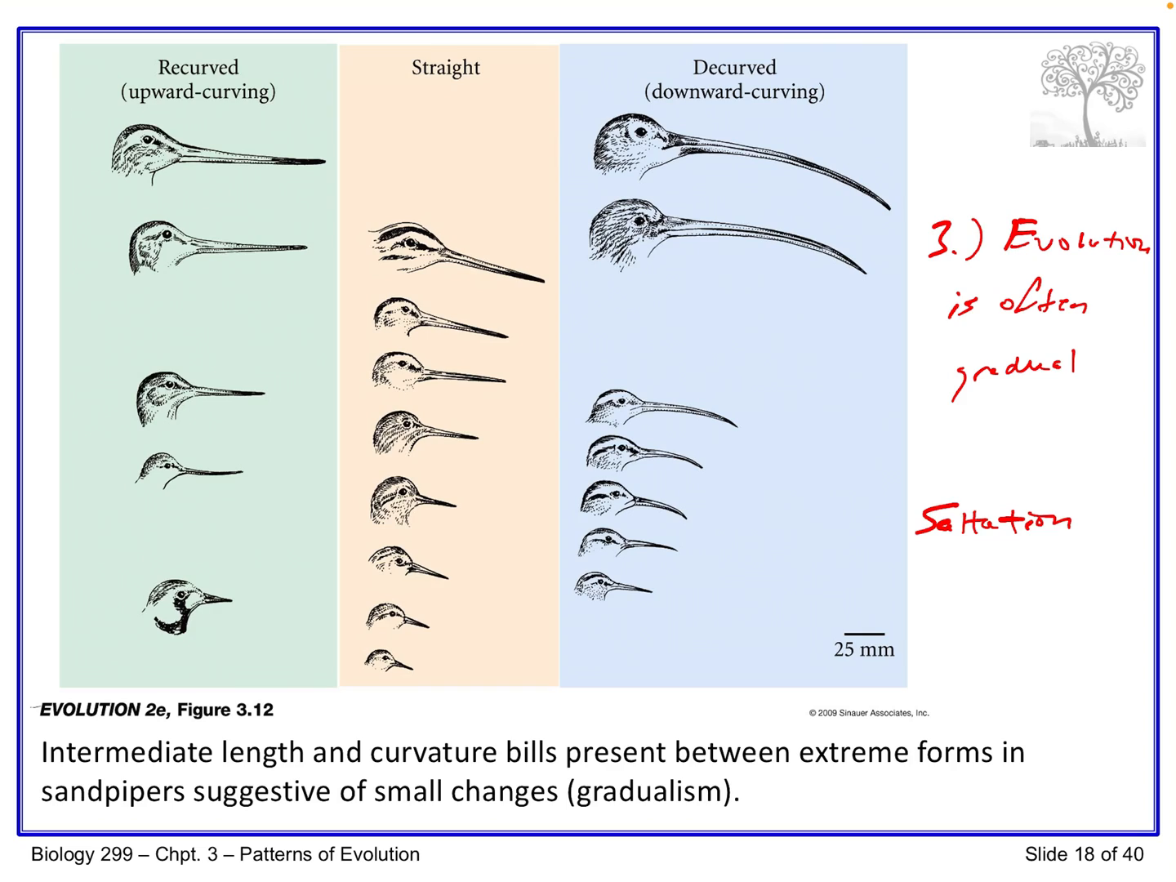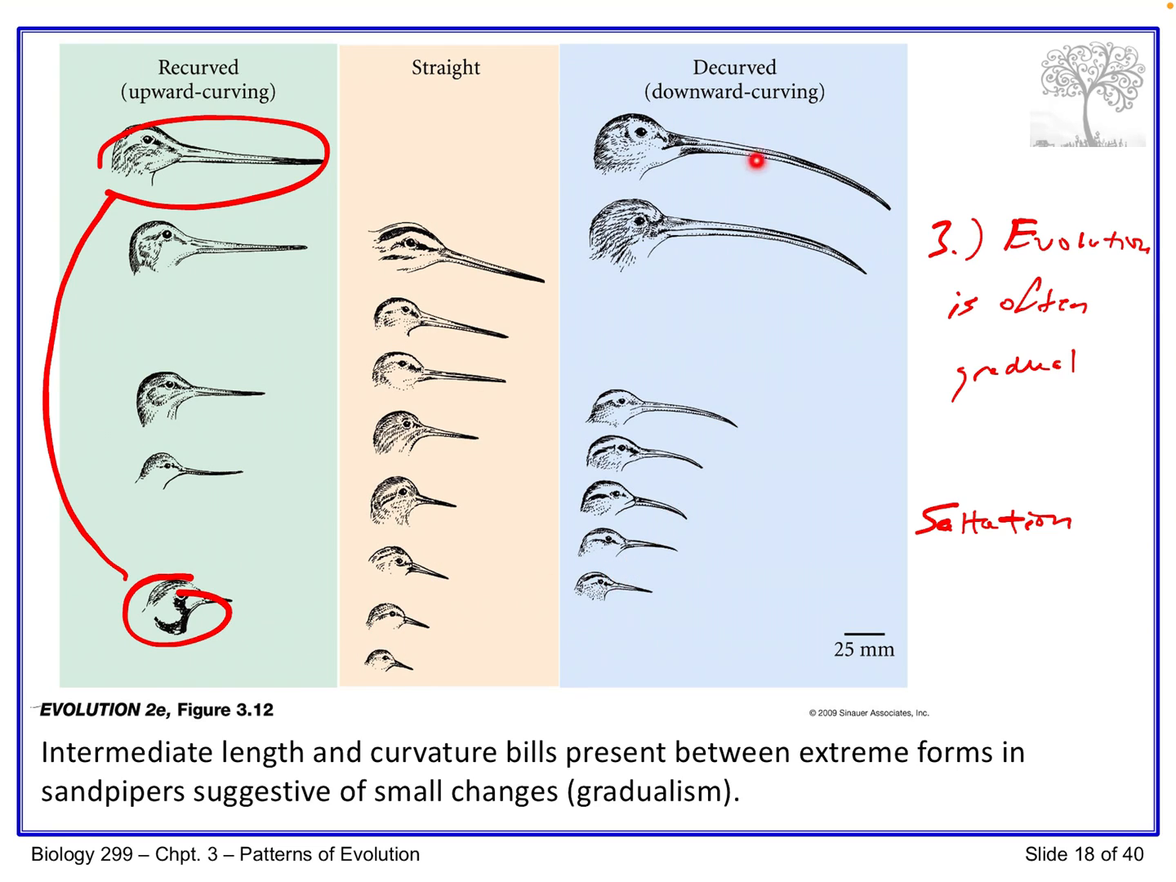If you look at the beak structures of sandpipers, for example, like you see here in this figure, the intermediate length and curvature bills present between extreme forms in these birds suggest small changes. If you compared this guy to this guy and didn't know anything about these in between, and didn't realize they were related, you might think saltation. But we also have these intermediate forms, closely related species in the same clade, where you see this sort of gradual lengthening or shortening, depending on how you want to look at it, of the bill.